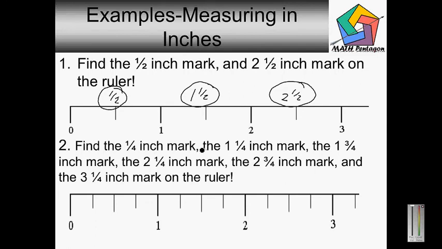It's telling us to find the 1/4 inch mark, find the 1 and 1/4 inch mark, the 1 and 3/4 inch mark, the 2 and 1/4 inch mark, the 2 and 3/4 inch mark, and the 3 and 1/4 inch mark on the ruler. So let's first find the 1/4 inch mark. The first line here would be the 1/4 inch mark.